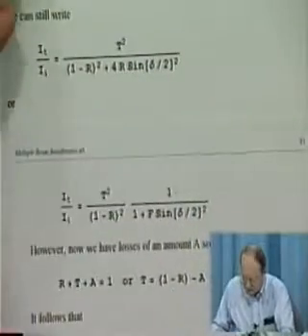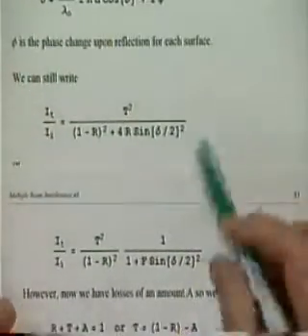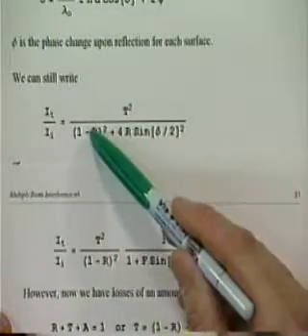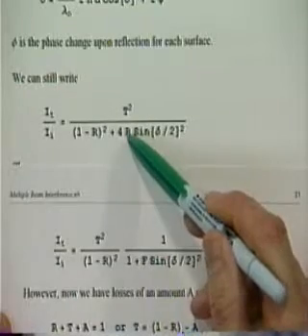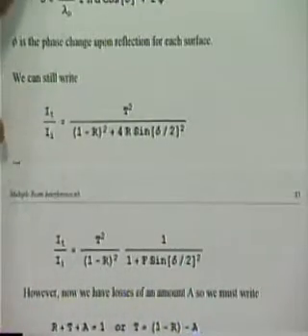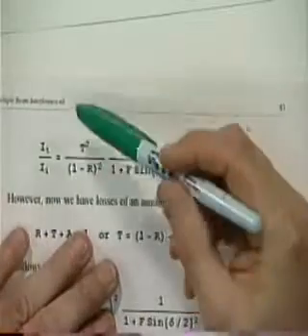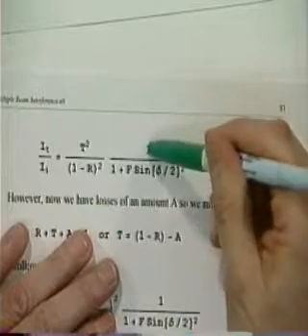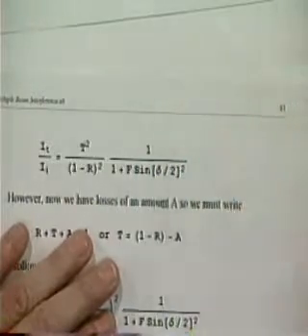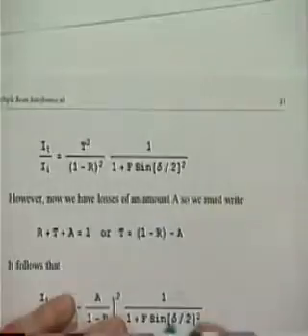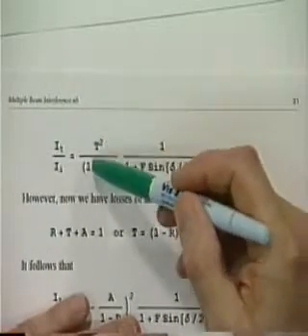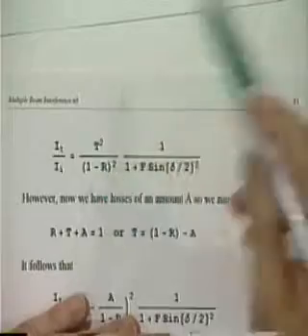And so I'll just rewrite this. I'm just going to factor out the T squared and the 1 minus R squared. And so I get a 1 minus R squared over the 4R. That becomes F. So I have the result here that transmitted light over incident light is T squared over 1 minus R quantity squared times 1 over 1 plus F sine squared of delta over 2. Before, when we had no losses, we could say this first factor was equal to 1. T squared was equal to 1 minus R quantity squared. So I could put that equal to 1.